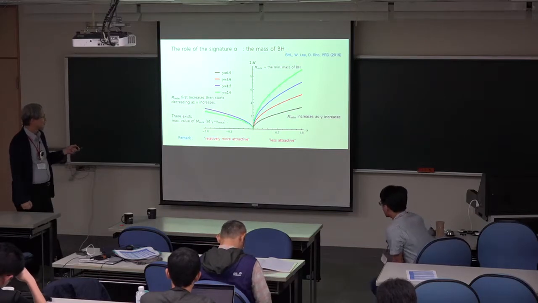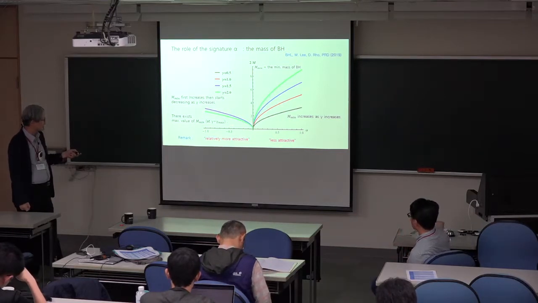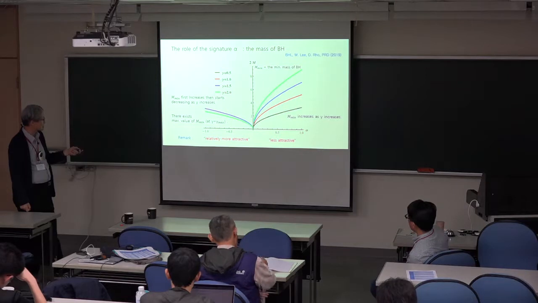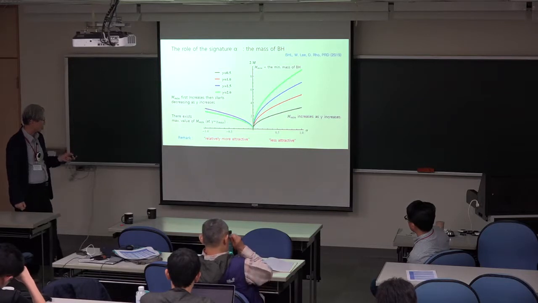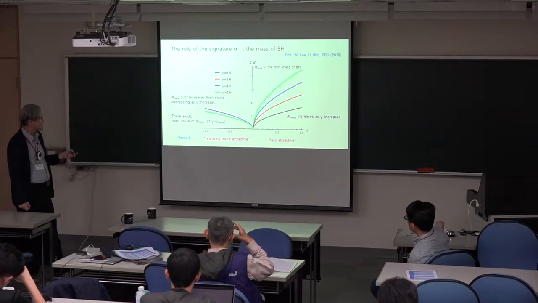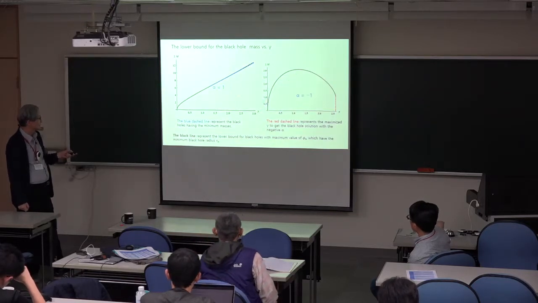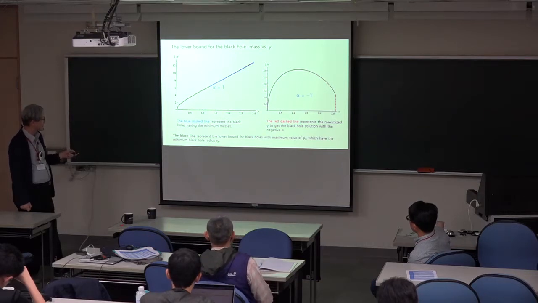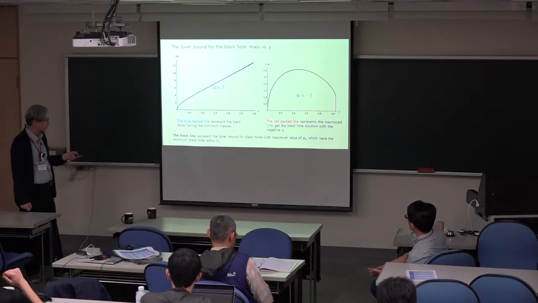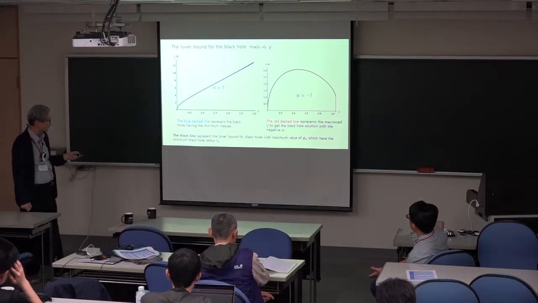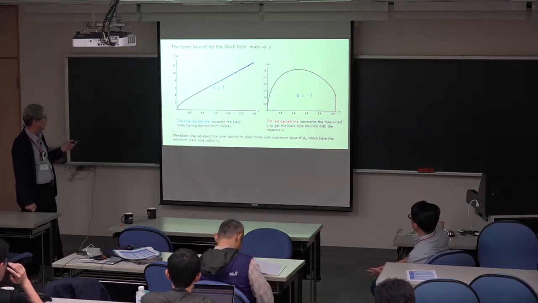And for the alpha negative case, it behaves very strangely. First, the minimum mass is increasing, then it decreases again. We can draw it in a different way here. As a function of gamma, for the positive alpha, if we keep increasing the coupling of the Gauss-Bonnet term, then as you see here, the minimum mass is increasing.